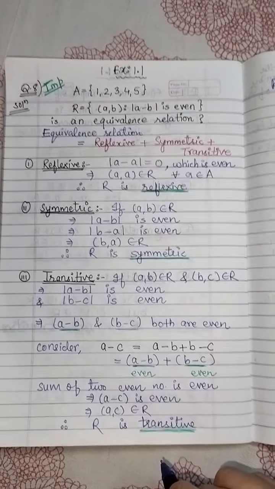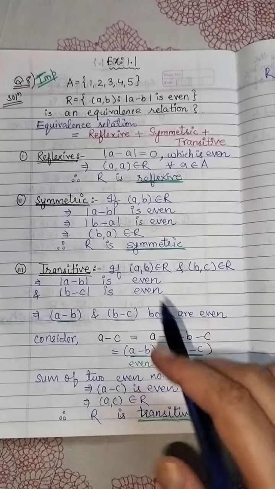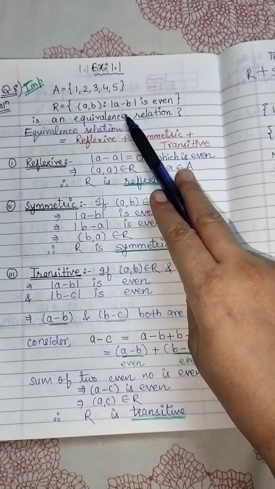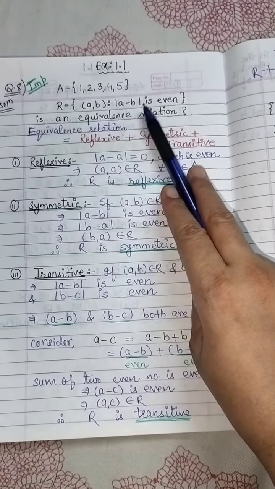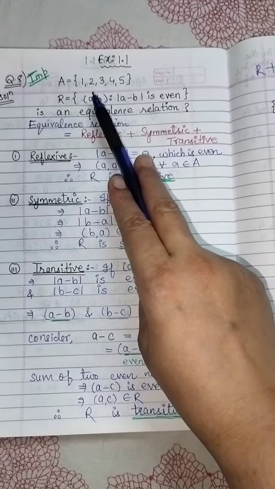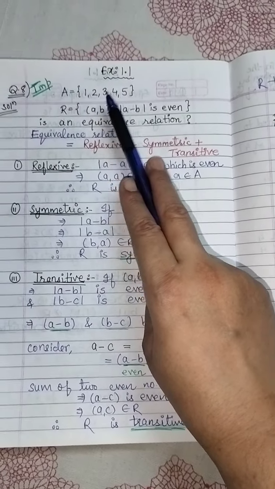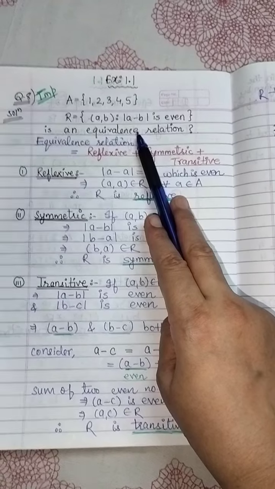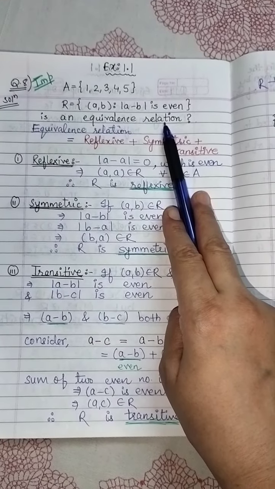This is question number 8 from exercise 1.1. In this, a relation R is given, which is: absolute value of A minus B is even. A and B are related if you have this condition. And it is defined on a set A, which is {1, 2, 3, 4, 5}. And you have to show that this relation is an equivalence relation.